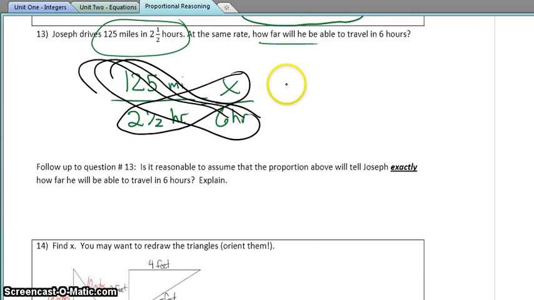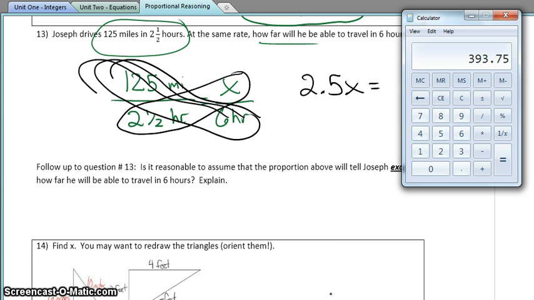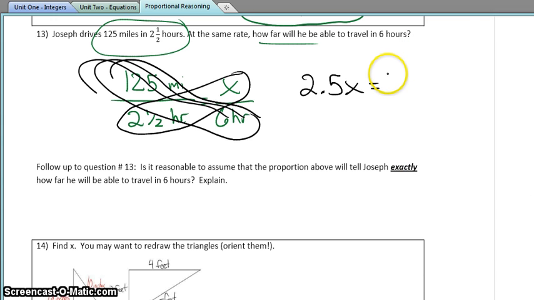Okay. Wow, sorry that I got a little crazy there. 2.5 times x equals, I'm pretty sure that 6 times 125 is 700. But no, maybe it's 750. Well, I'm not really sure. I have an idea. I'm going to multiply to be sure. 750. Shoot, that was close.